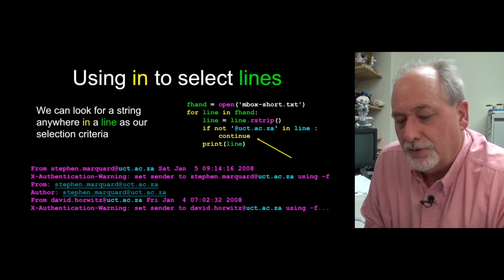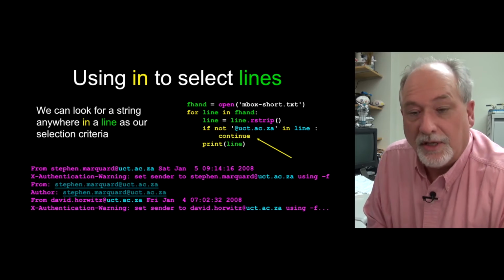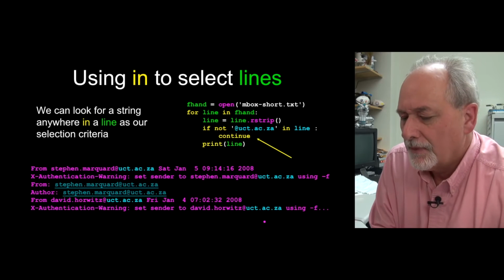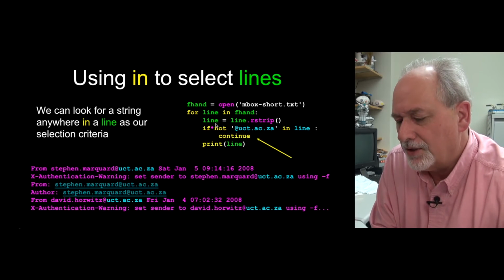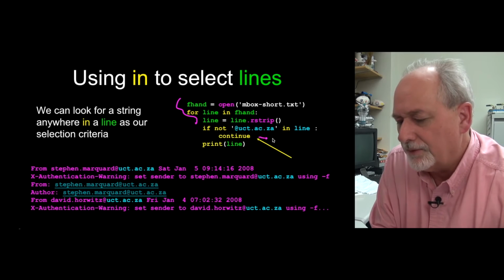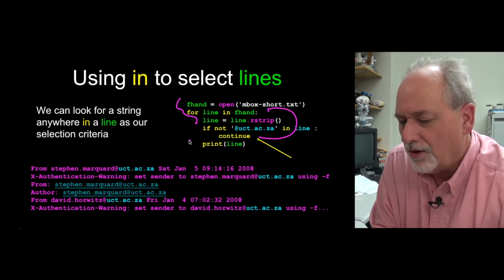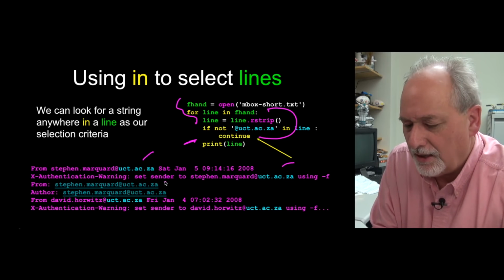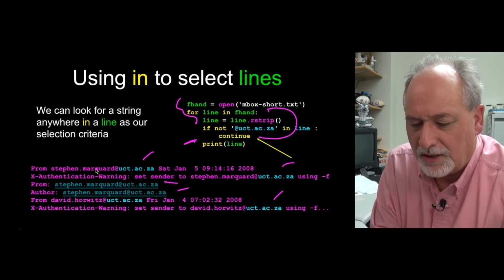So another way to select the lines that we're interested in is to use the in operator. We talked before about the in operator and how that works. So we're basically going to use the continue skipping method. We're going to read all the lines. If uct.ac.za is not in the line, skip it. And so this is going to print out all the lines that have the string uct.ac.za in them. And so you see this is the output of the program.